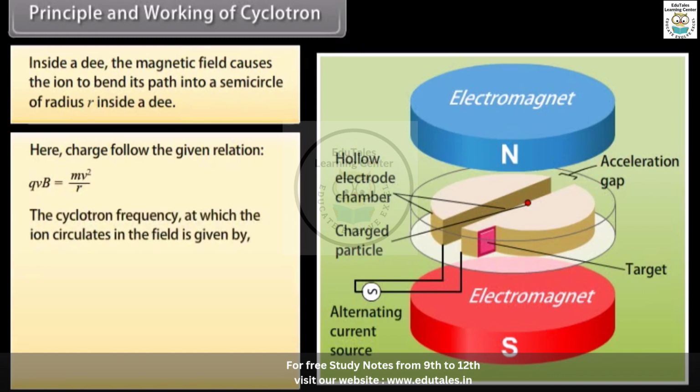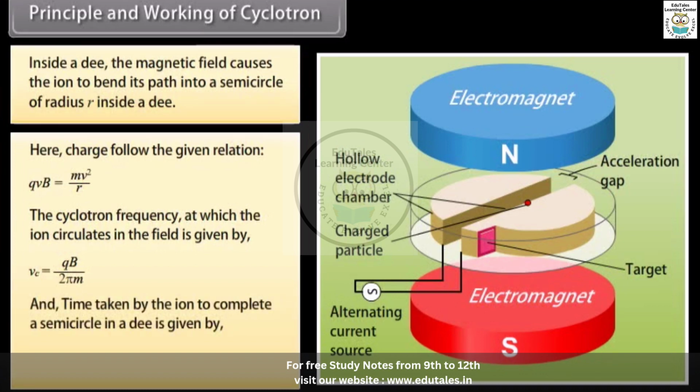The cyclotron frequency at which the ions circulate in the field is given by qB divided by 2 pi m. And the time taken by the ion to complete a semicircle in a D is given by pi m divided by qB. At resonance condition, the ion arrives between the Ds exactly in time to be repeatedly accelerated and gains energy. This energy gain does not affect the resonance condition except increasing the orbit size.